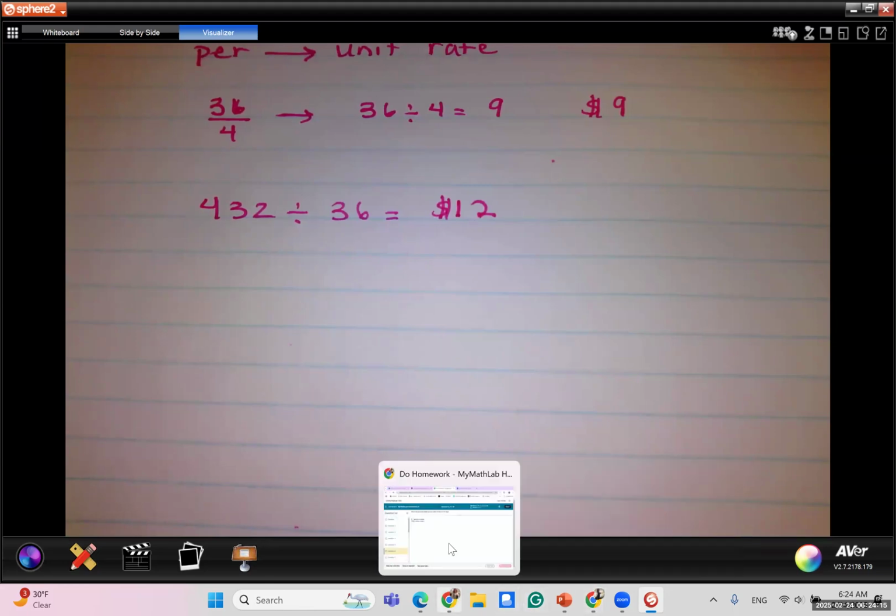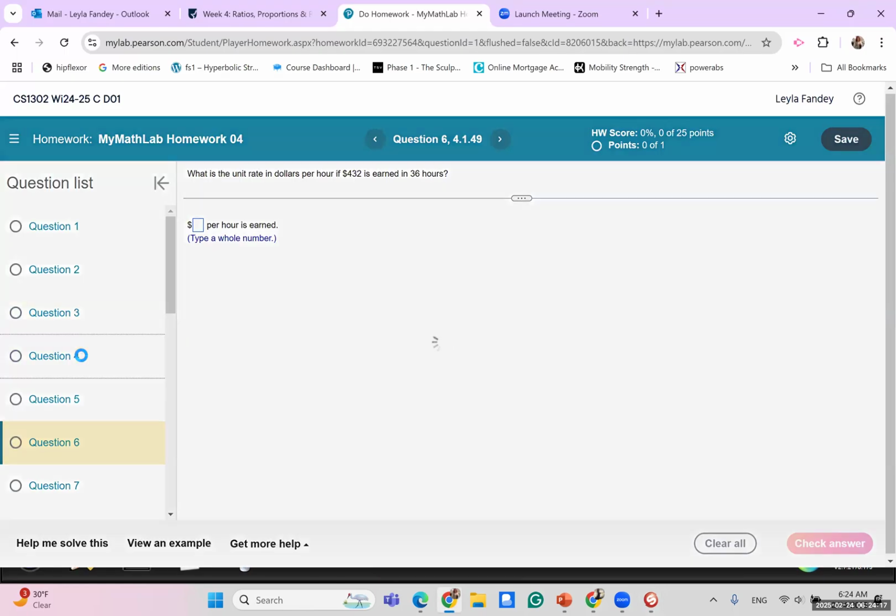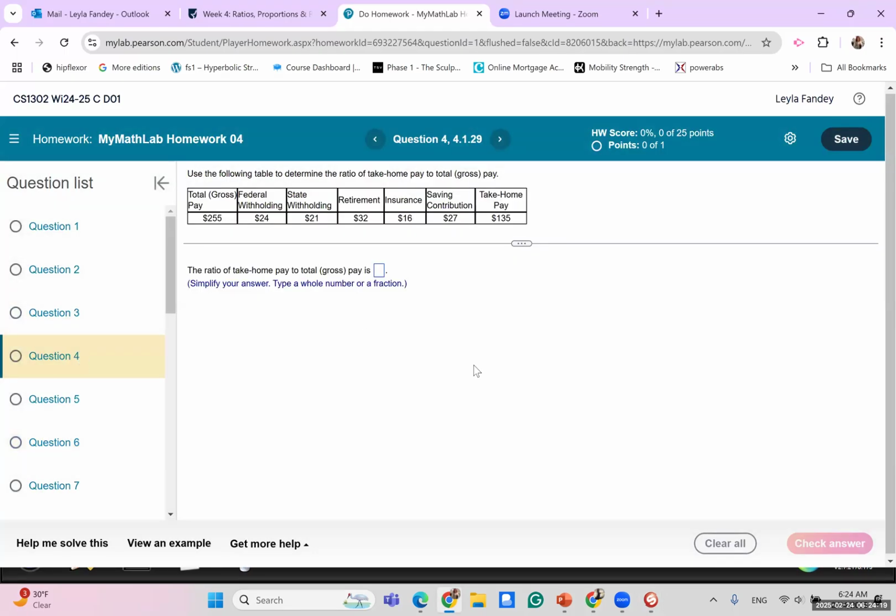Okay, so let me show you another example of something like, let me see which one I wanted to. Let's do this one. Okay, so it might look very confusing at first, but it's not. You just have to get your numbers from a table instead of straight from the problem, or written words or whatever. So it says use the following table to determine the ratio of take-home pay to total gross pay. So we're going to look for that.